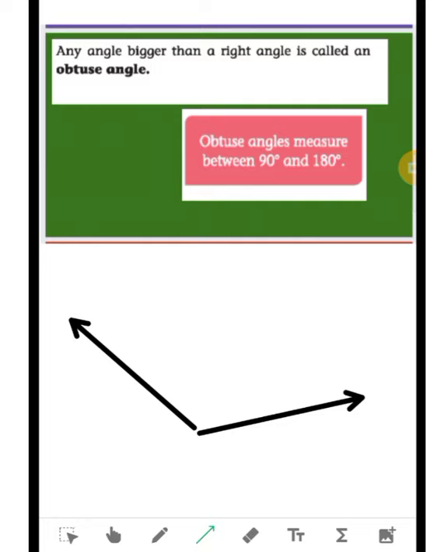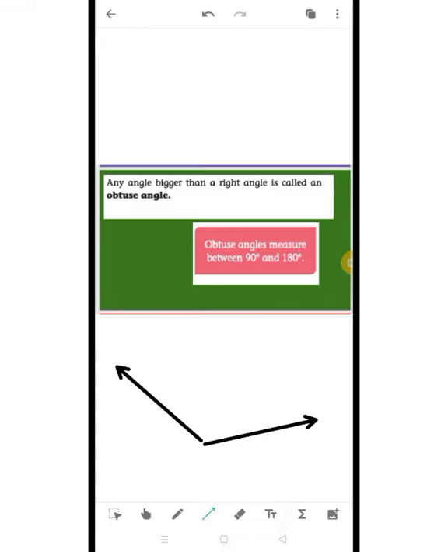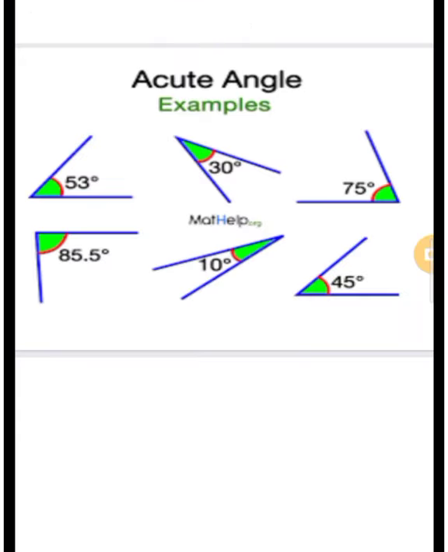Okay. Yes. I will show some examples of acute angle and obtuse angle. The next slide. See children, these are some of the examples of acute angle. While seeing this degree, you can note it. It's all less than 90 degree. See here, 53, 30 degree, 75 degree. So it is an acute angle. These are all examples of acute angle.